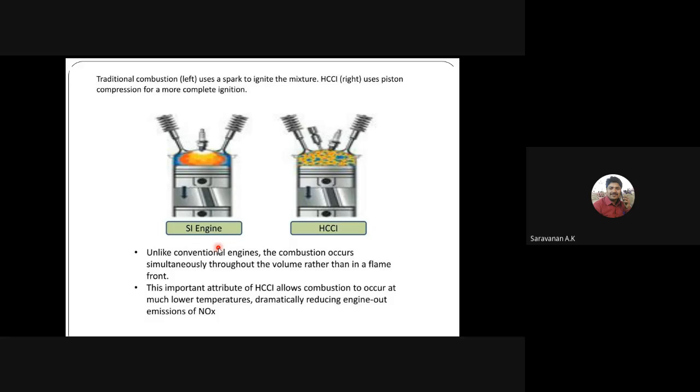But there is a relatively high emission of hydrocarbons and carbon monoxide. So generally, why do we have to use catalytic converters? Anyone? What is the function of the catalytic converter?